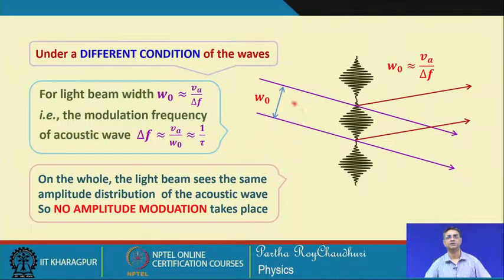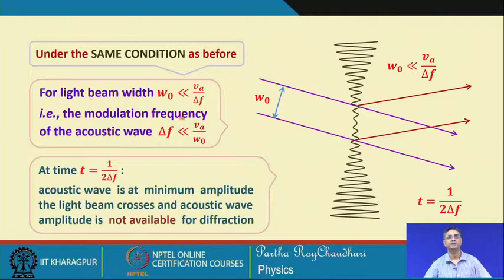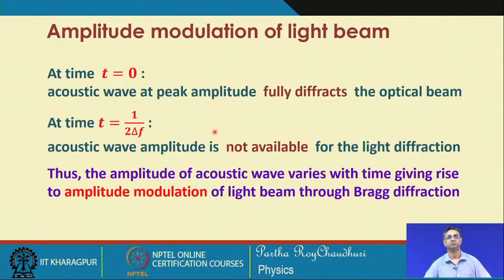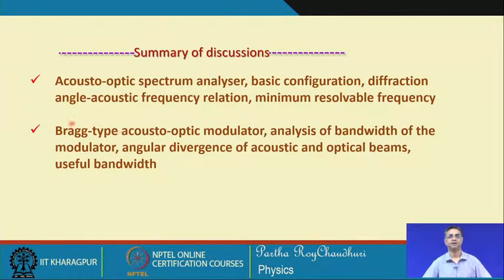Now, under a different condition, when this condition is not satisfied, or it could be more, the optical beam width is more or at least critically equal to this distance, that is V_A by delta f, and it is completely engrossed by this. In that case, whether this beam changes, passes through this optical beam, on the average, on the whole, the light beam sees the same amplitude distribution of the acoustic wave, and therefore, there will be no amplitude modulation. Therefore, this amplitude modulation condition is completely decided by this condition. So, that is how this amplitude modulation of the optical beam can be accomplished by an acousto-optic modulator.